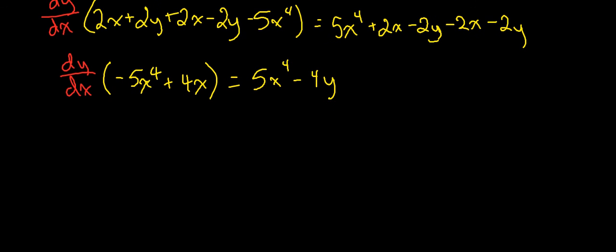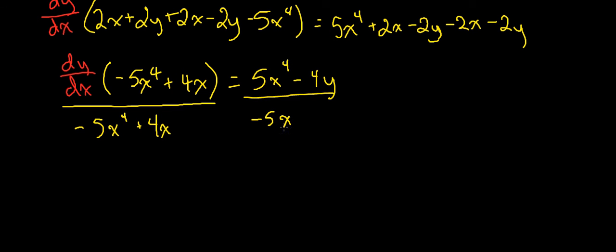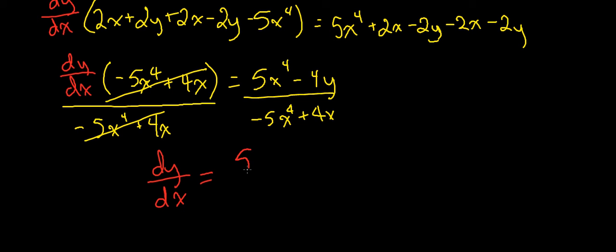And then again, we want to get dy dx by itself. That's what we're solving for. We're solving for what is the derivative of that equation. So in order to solve for it, we're going to simply divide by negative 5x to the 4th plus 4x on each side. And if we do that, that's going to cancel, and that's going to cancel. And we are going to be left with dy dx equals 5x to the 4th minus 4y over negative 5x to the 4th plus 4x.